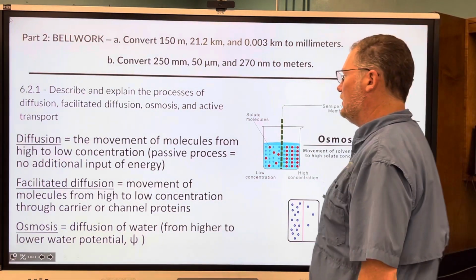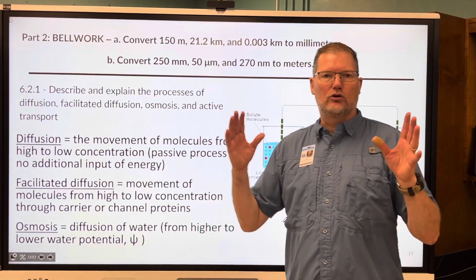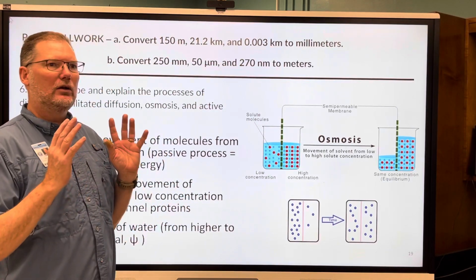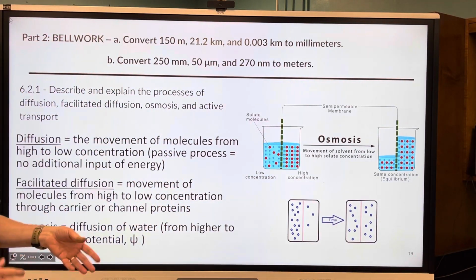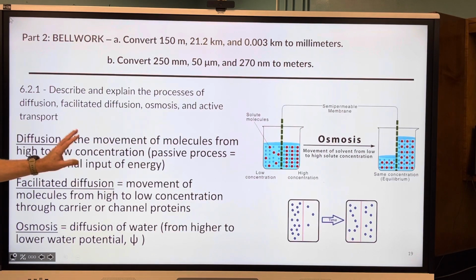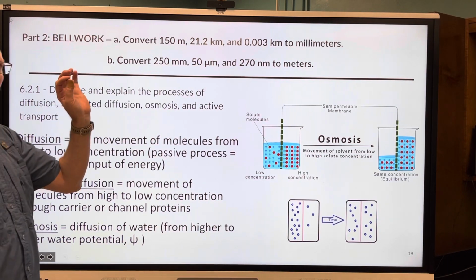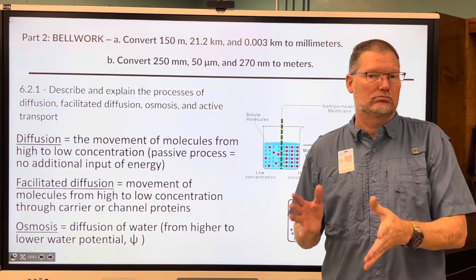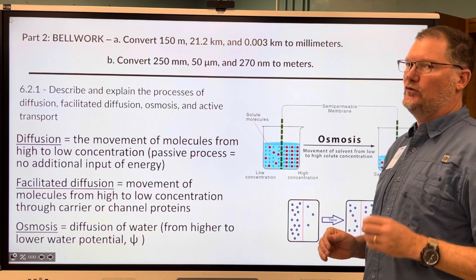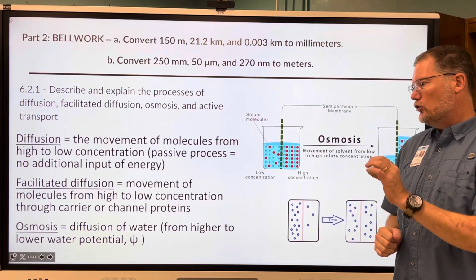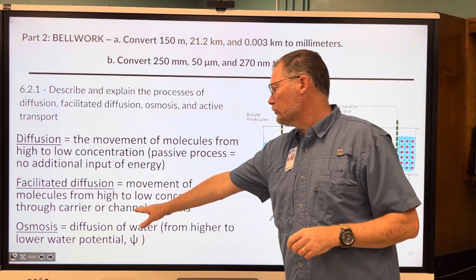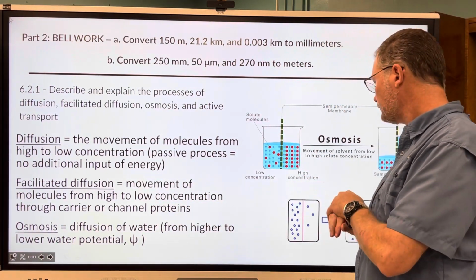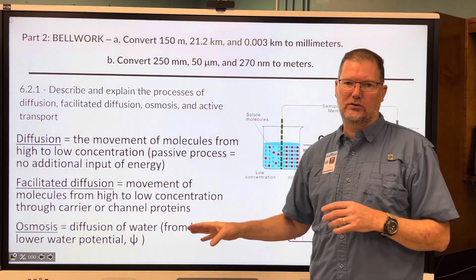So diffusion is passive. No extra energy is put in from the cell or from the system so that particles or molecules can move from high to low concentration. It's all about nature wanting to have a balance. All right? Facilitated diffusion is, again, no extra energy, but using those channel proteins we learned about in the previous set of notes. And then osmosis.